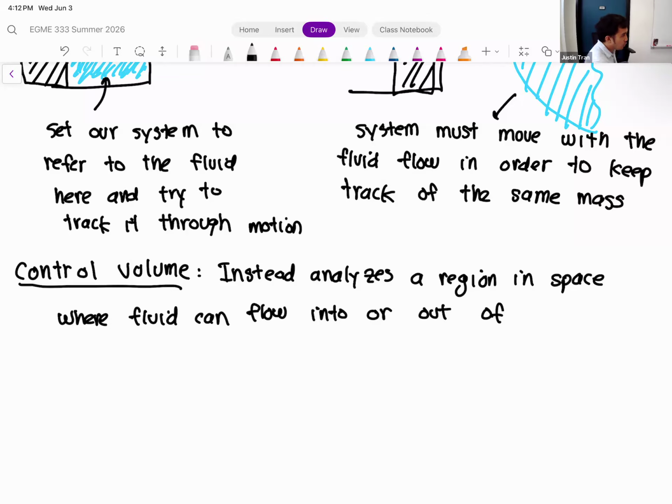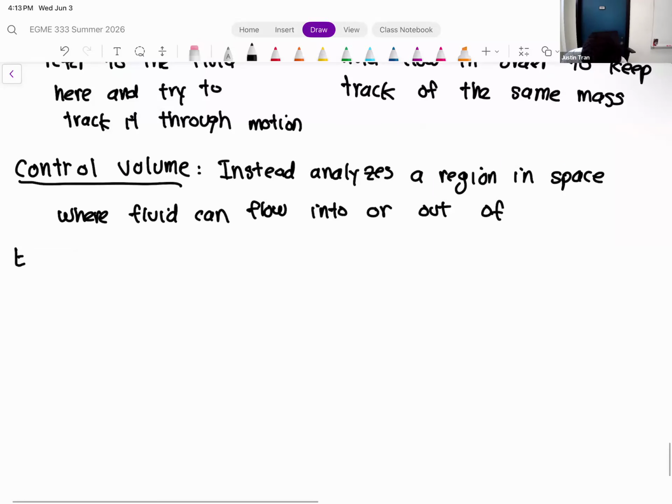Now, the big difference with the control volume approach, where you don't have this issue with the systems approach, is that when you're considering a fixed region in space, you have to account for the fact that fluid can enter your control volume and fluid can exit your control volume. That's what this last point here is saying. For example.